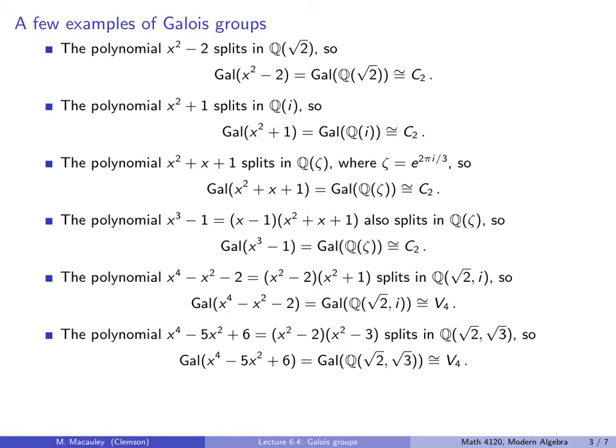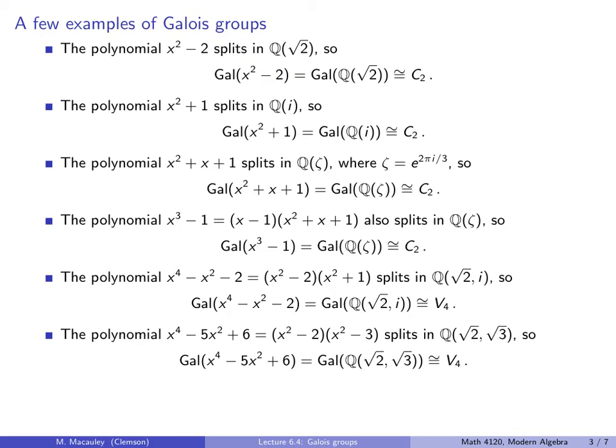Next example is very similar to the previous one. The polynomial x to the fourth minus 5x squared plus 6. This factors into two irreducible components, x squared minus 2 and x squared minus 3. And so it splits in the field Q adjoined root 2 and root 3. So the Galois group of this polynomial is the Galois group of the splitting field, Q adjoined root 2 and root 3. And very similar to the previous example, there are four automorphisms, and this is isomorphic to V4.